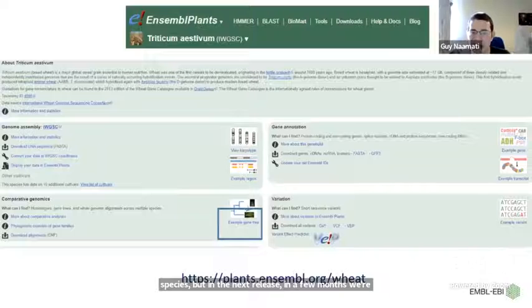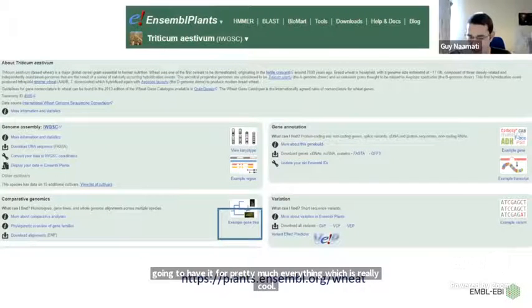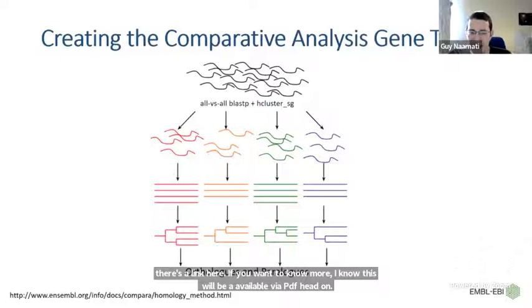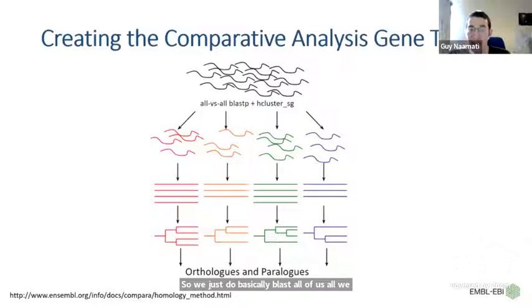So we looked at the example region, now let's look at the example gene tree. This is what we actually do every release, more or less. It's sort of the big picture, and there's a link here if you want to know more. I know this will be available via PDF later on. We just do basically BLAST all versus all. We get these clusters. We use a tree algorithm to get the trees. We get orthologs and paralogs.